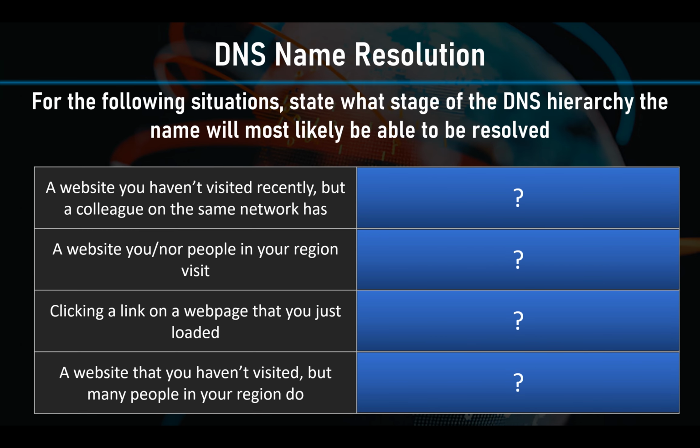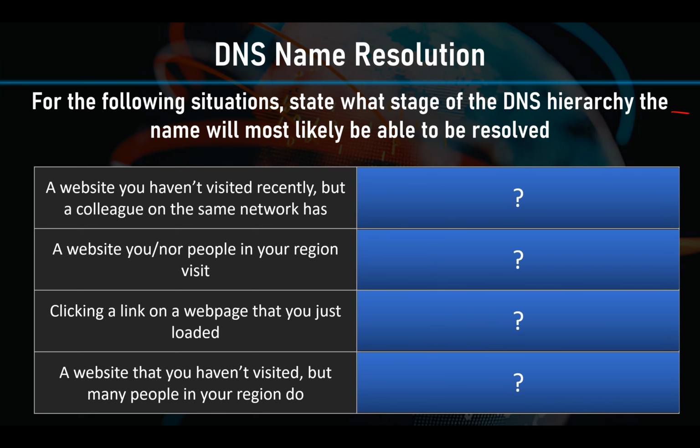Alright, so some questions then. For the following situations, at what stage of the DNS hierarchy will the domain name most likely be resolved? The first one: a website you haven't visited recently, but a colleague on the same network has. Then a website neither you nor people in your region have visited. Then clicking on a link on a web page that you just loaded. And finally, a website that you haven't visited, but many people in your region do.